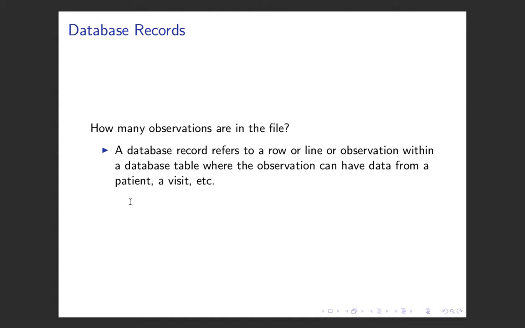The narrow format would be, I have an ID and then I have a time. So for person 1 at baseline, I have their different outcomes.